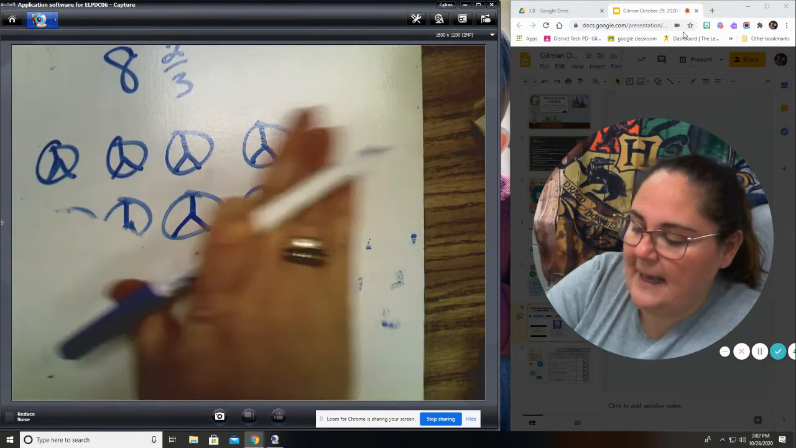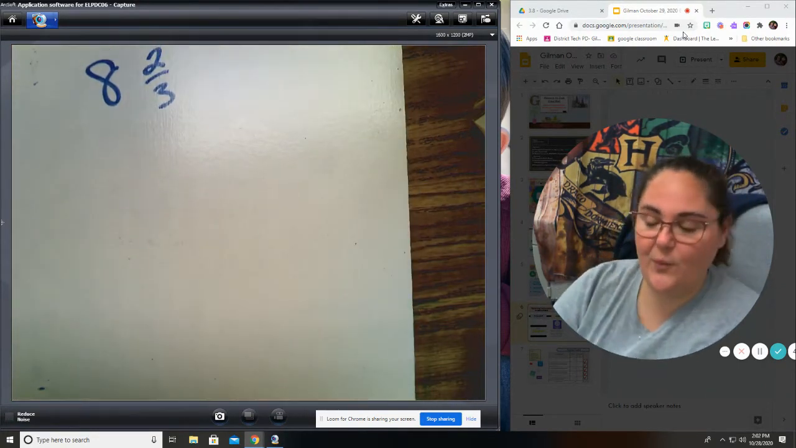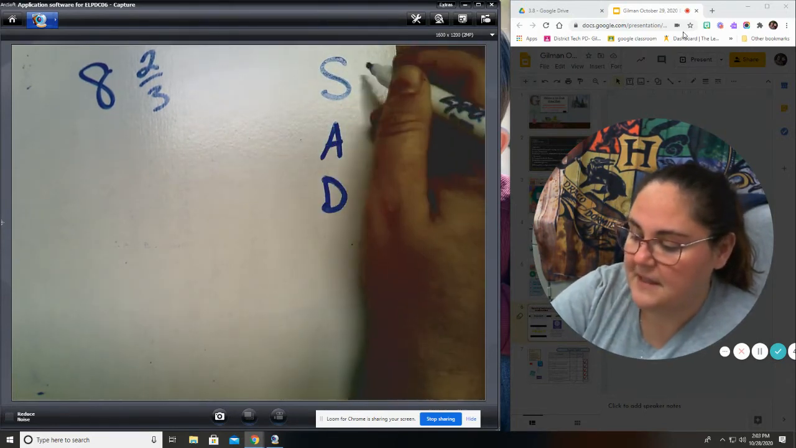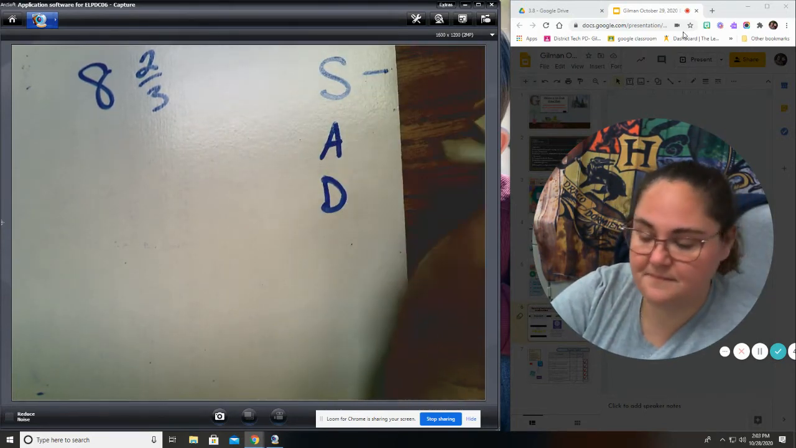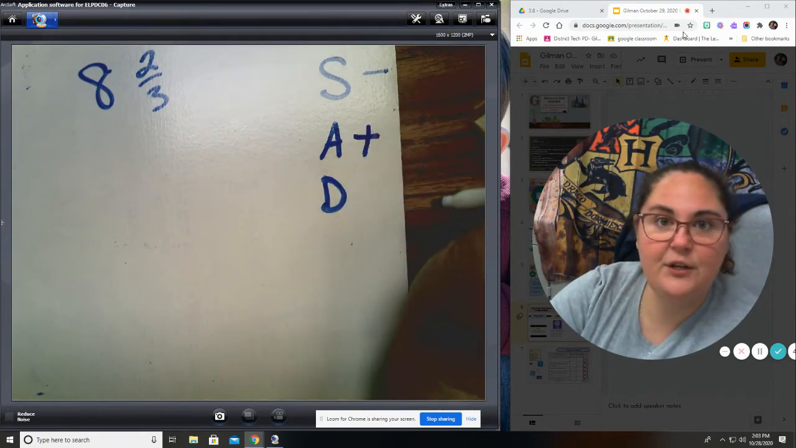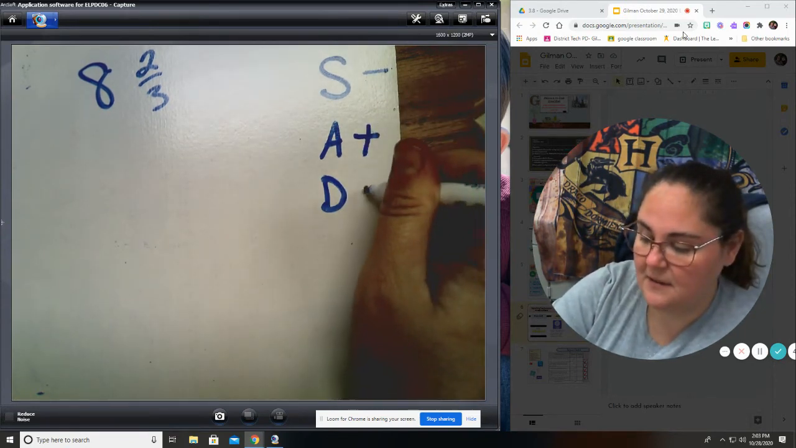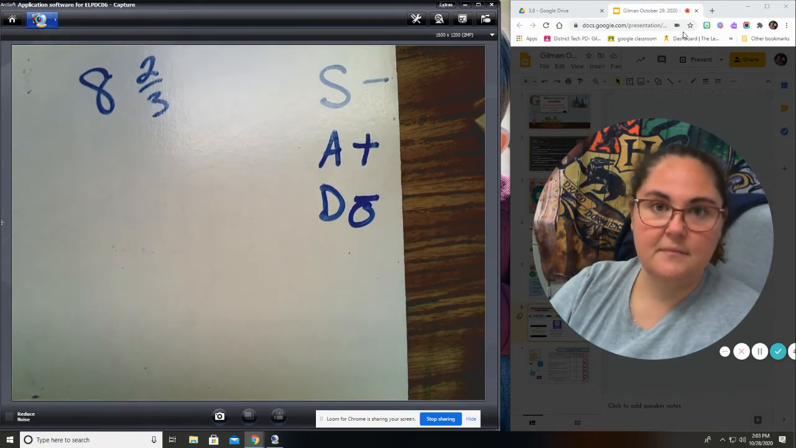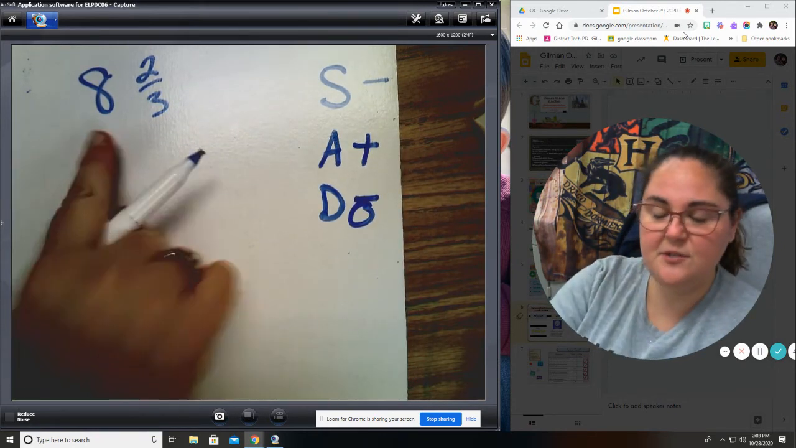Now, in my class, we learn a little bit differently. We use something called SAD. Subtract a whole. Add your numerator and denominator. And then your denominator stays the same. That's our method. So subtract 1 whole.